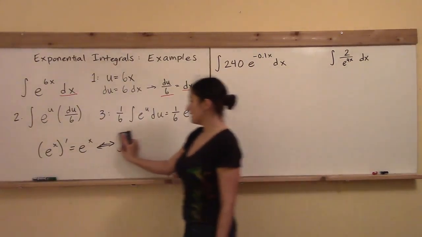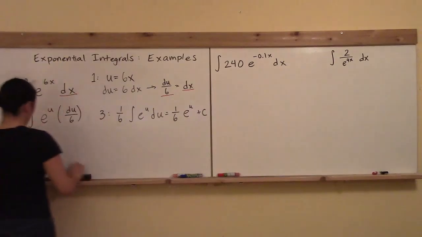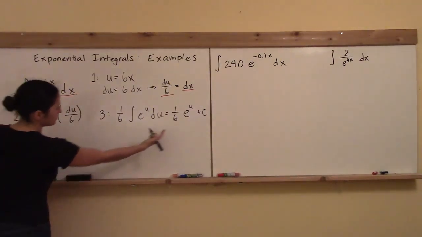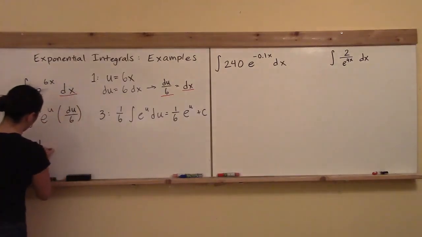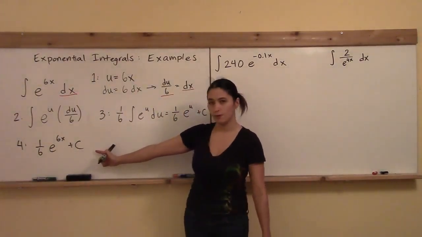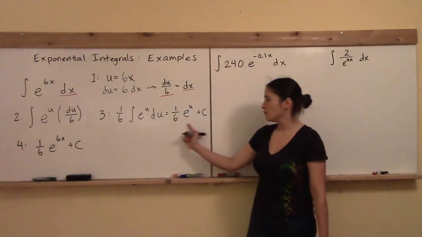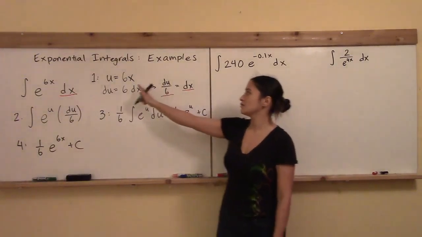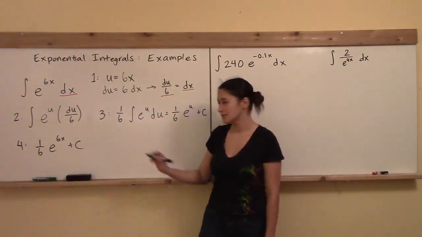Okay, so that was step 3, and then let's finish this problem off with step 4. Step 4 of a U substitution would be to take the integral that you had and then rewrite it in terms of your original function of x. So you can see in step 4 I've come to my final answer where I took this expression in step 3 and replaced the u with the original function of x, 6x.